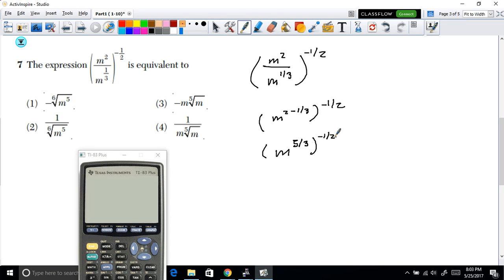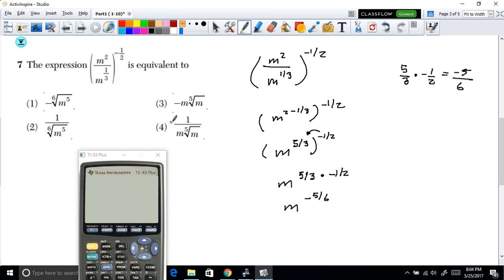Now we have m to the 5/3 to the negative 1/2. Okay, so now again, what does the rule of exponents say? Well, it says that if you have an exponent inside and an exponent outside the parentheses, you can distribute as multiplication. So now we're going to have 5/3 times negative 1/2. And if we multiply this correctly, you will see that you have negative 5/6. Because again, 5/3 times negative 1/2, 5 times negative 1, this is negative 5. 3 times 2, well, this is 6. Perfect.